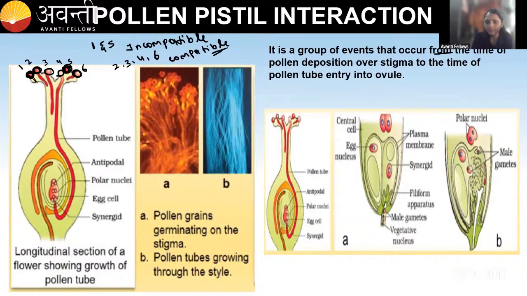Compatible. Okay, so here what will happen, guys? The stigma will produce some chemicals, whereas the pollen grain will also produce some chemicals. Now both will become compatible. Then only the pollen tube is going to germinate. The pollen tube will germinate now.